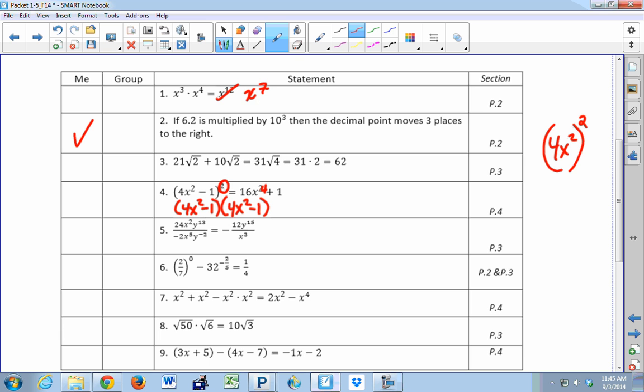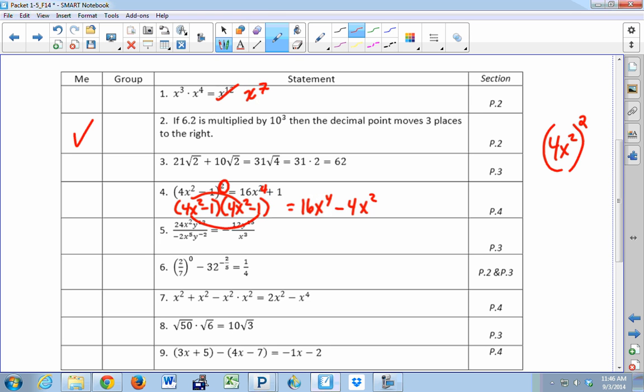The same thing happens with FOIL. So when you do this one, you have to do 4x squared times 4x squared, which I agree gives you that 16x to the 4th. I purposely did this to try to catch this. And then you have to do the 4x squared times the -1, which is minus 4x squared.